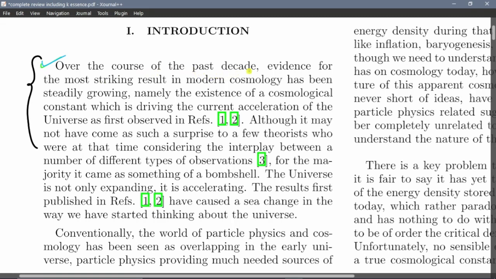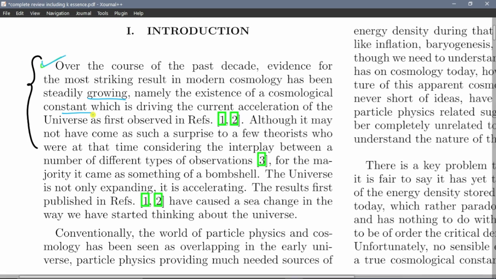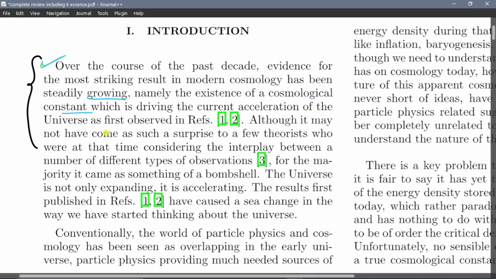Over the course of the past decade, evidence for the most striking result in modern cosmology has been steadily growing, namely the existence of a cosmological constant, which is driving the current acceleration of the universe, as first observed in references 1 and 2. Whenever you see REFS, it is called the reference, and whenever you see a number in square brackets, it is reference 1, 2. In the reference section, you will find which reference they are talking about, or the reference from which this sentence has been quoted.